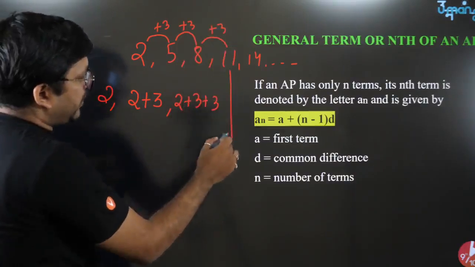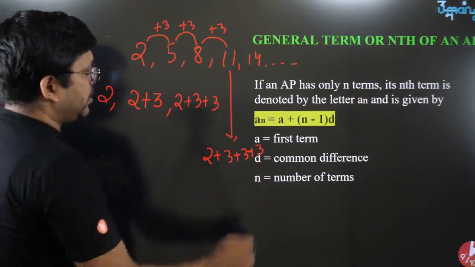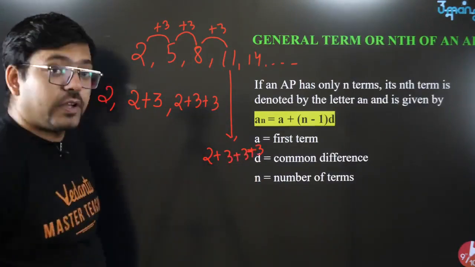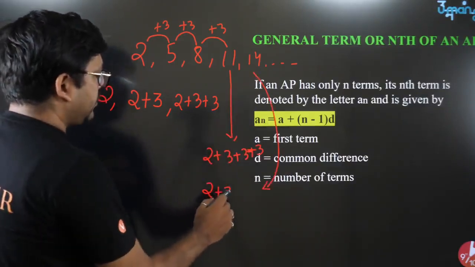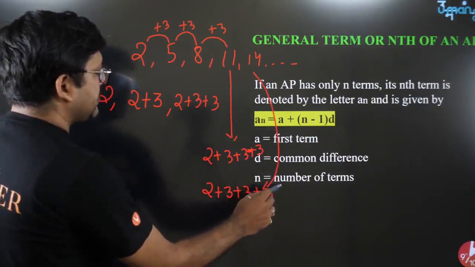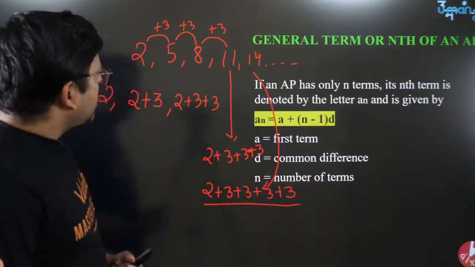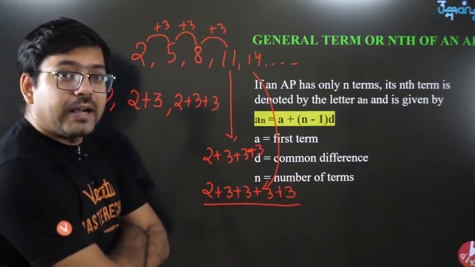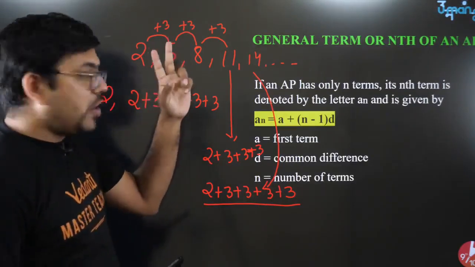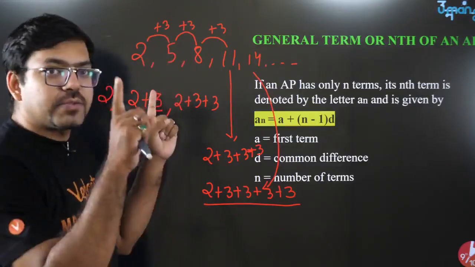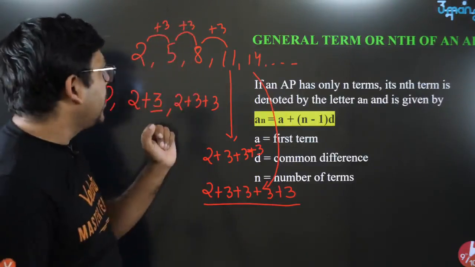So for 11, what would I write? I would write 2 plus 3 plus 3 plus 3. For 14, what would I write? I would write 2 plus 3 plus 3 plus 3 plus 3, and so on. So, are you able to find a pattern here? The pattern which I am trying to show you is, see here, this is the second term, isn't it? For the second term, you added 3 only 1 time. Second, 1. Now, this is the third term.